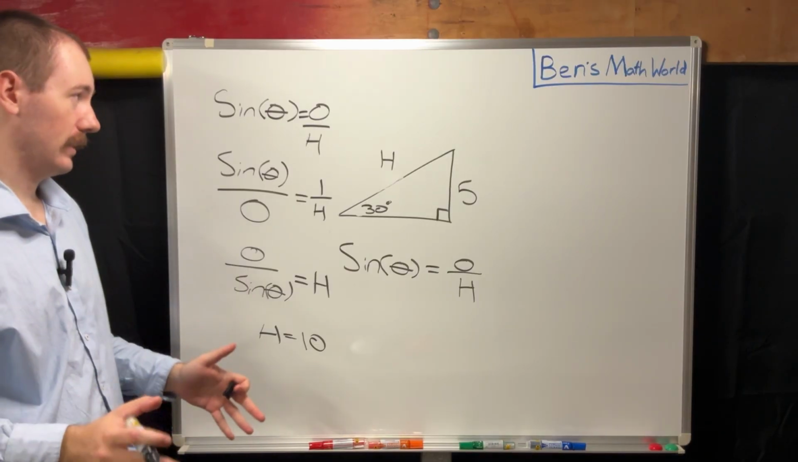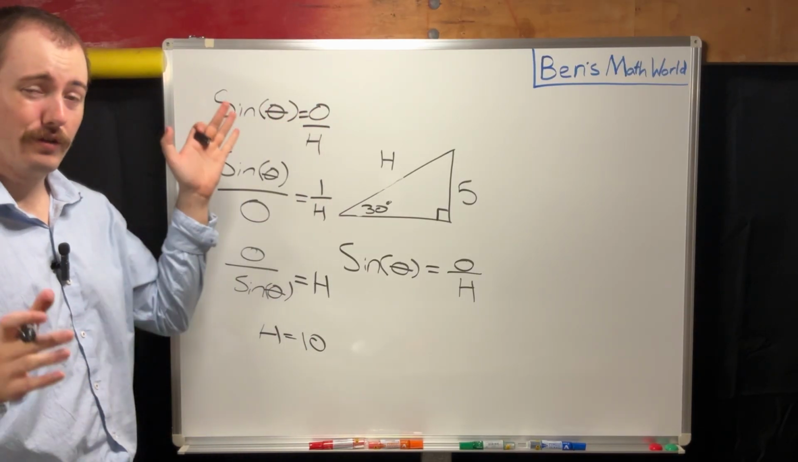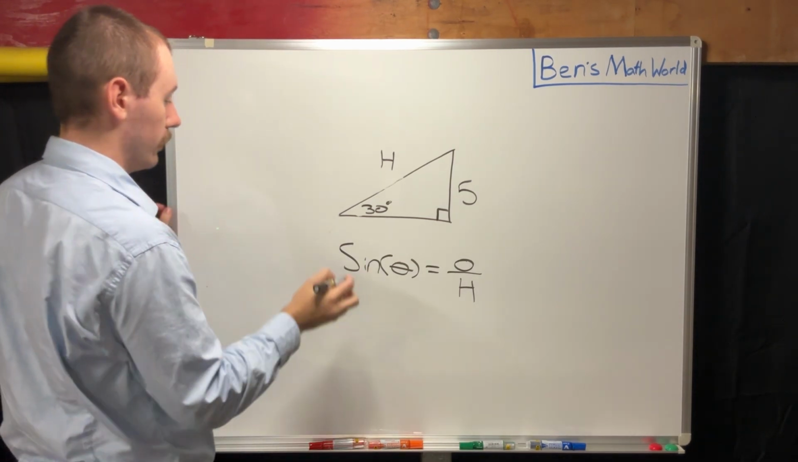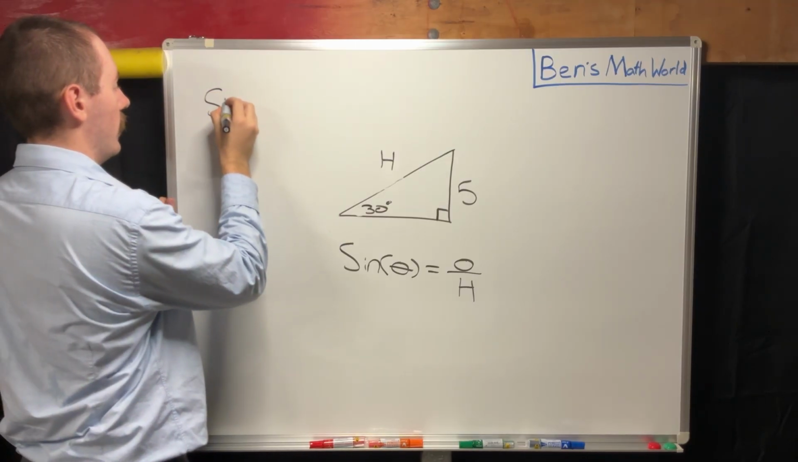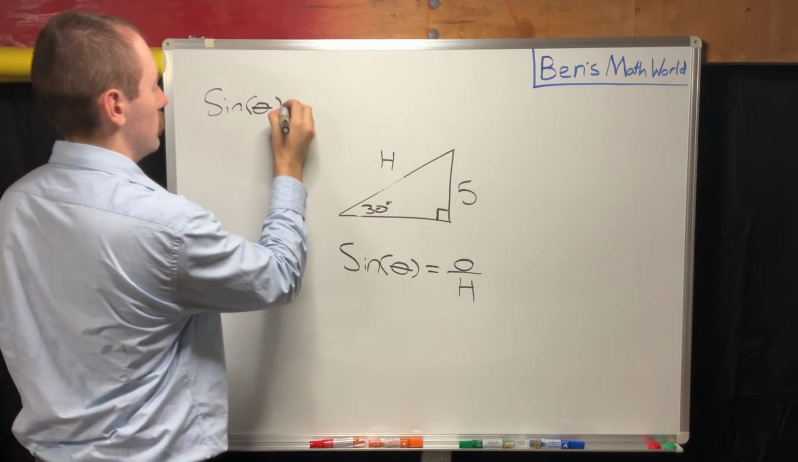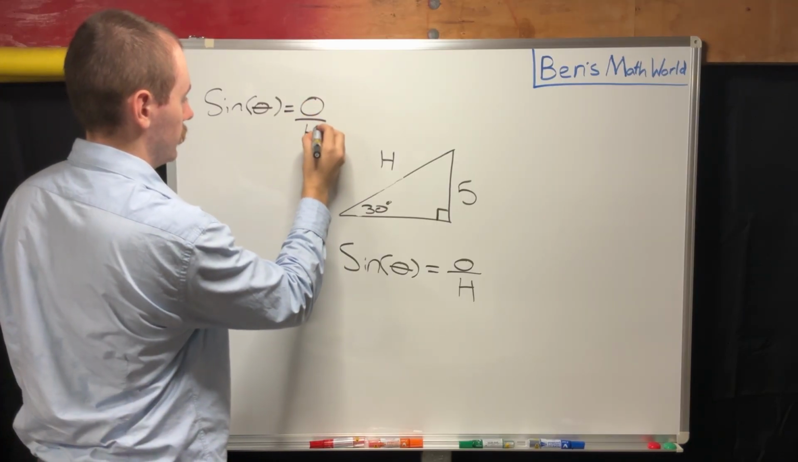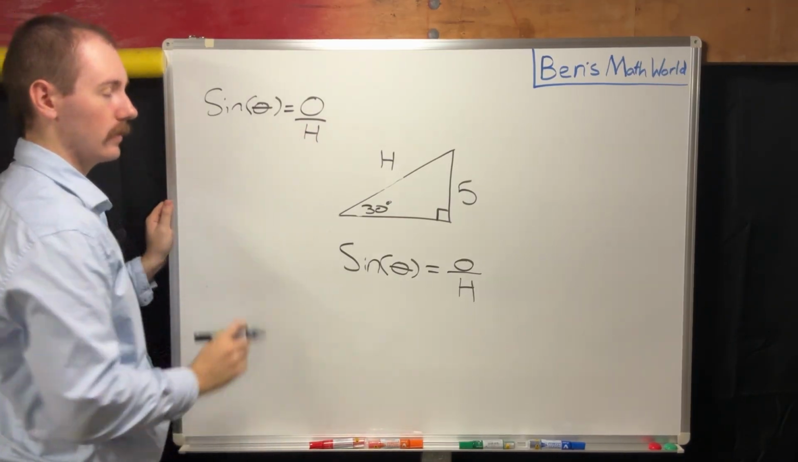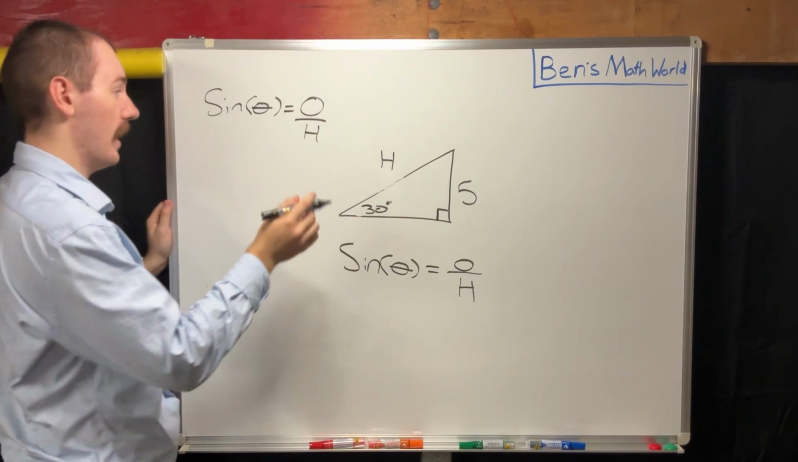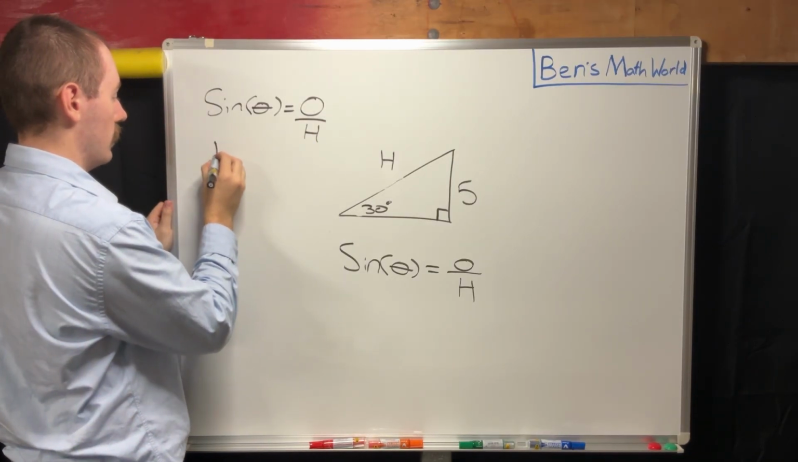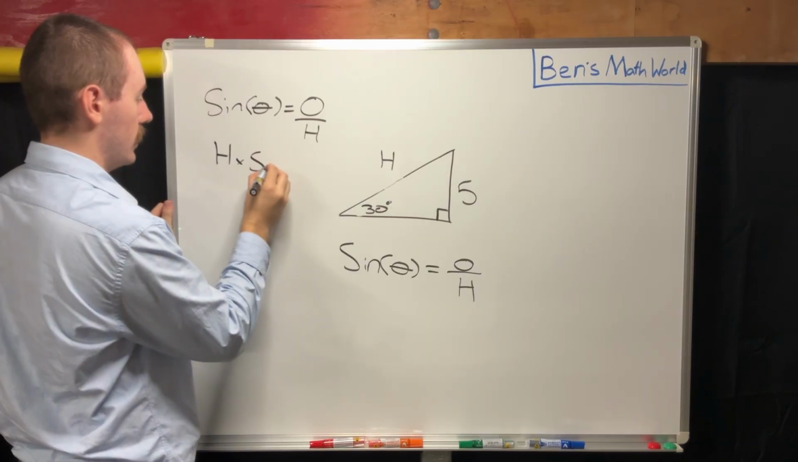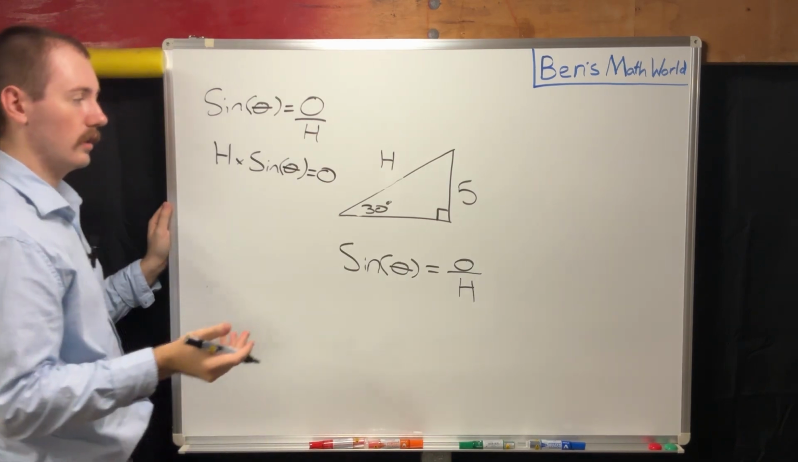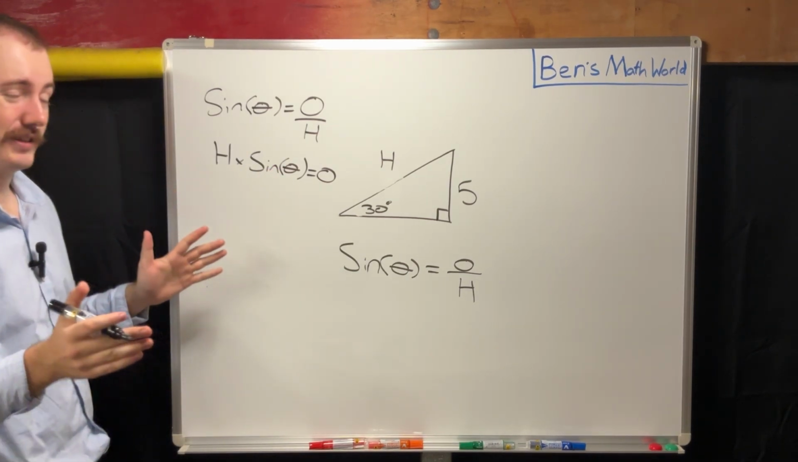Okay, so next we're going to take a look at solving for opposite, which I promise is actually the easiest to solve for. So once again, we're going to start with our trusty formula. Sine theta is equal to opposite over hypotenuse. Now, this one we do in one step. We times both sides by hypotenuse. So it's simply going to be hypotenuse times sine theta equals opposite.